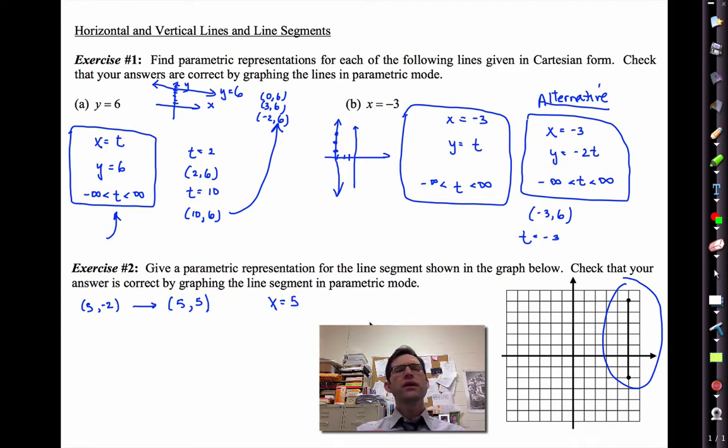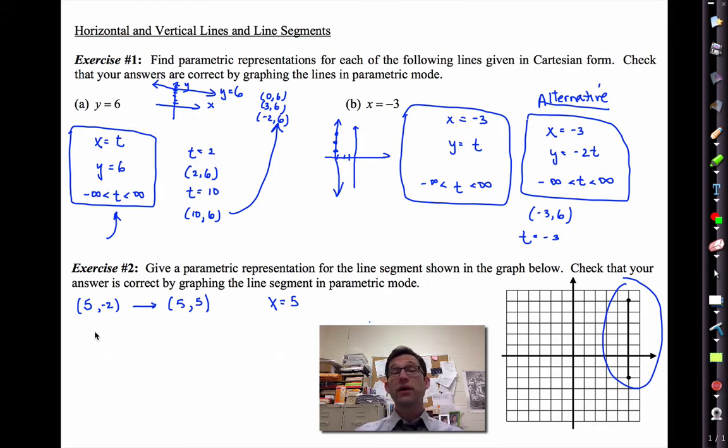So what should I write down? Think about this. See if you can write out a system. Now remember, you need an x, you need a y, and you need an interval for t. Okay? So try to do that. While you're doing that, I'm going to do a little erasing. There we go. All right, let's talk about it.